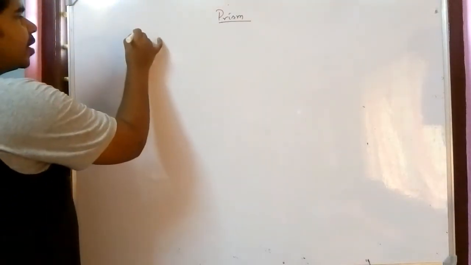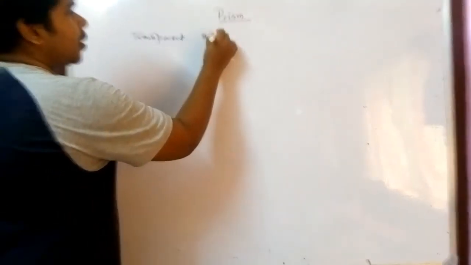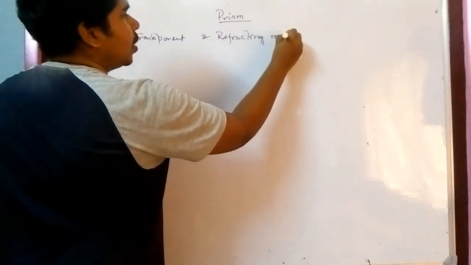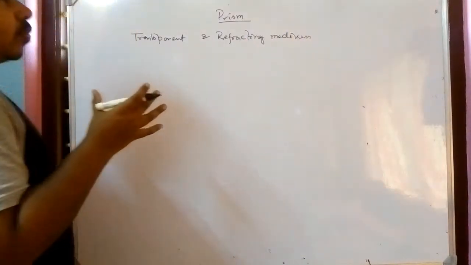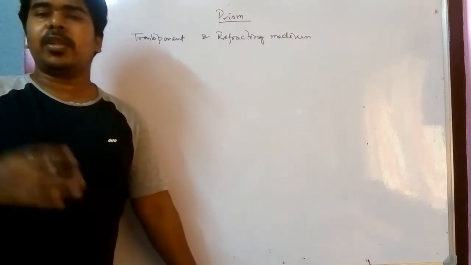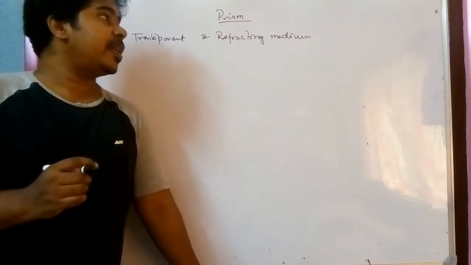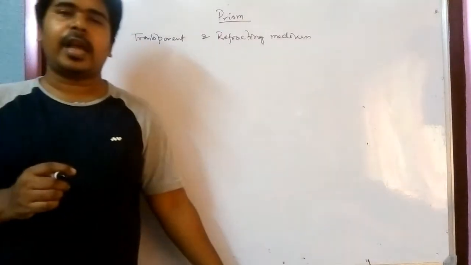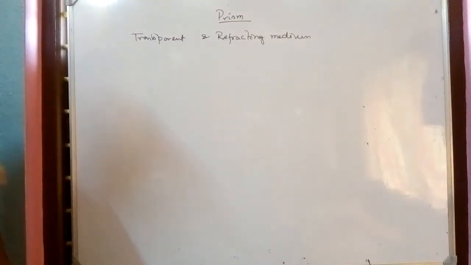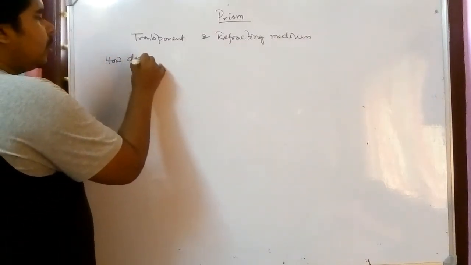We all know it is a transparent and refracting medium. Transparent, you all know, is that through which light is able to pass. Refracting medium means when the light passes through it, refraction occurs. So the basic principle inside the prism is refraction. That's why it is a refracting medium. Now the question has come, how is it formed?